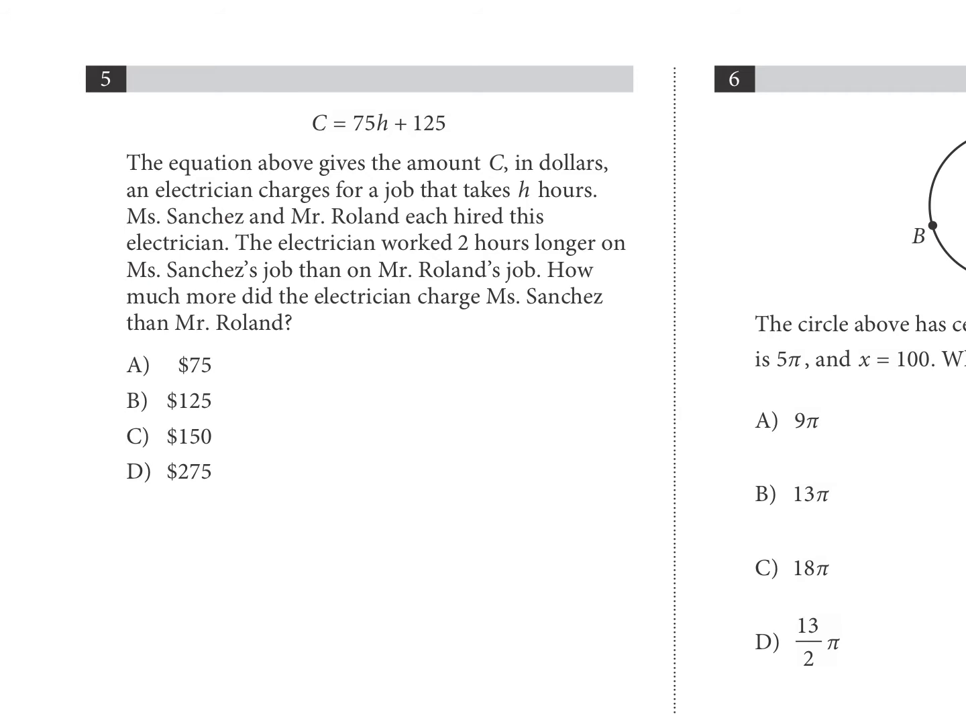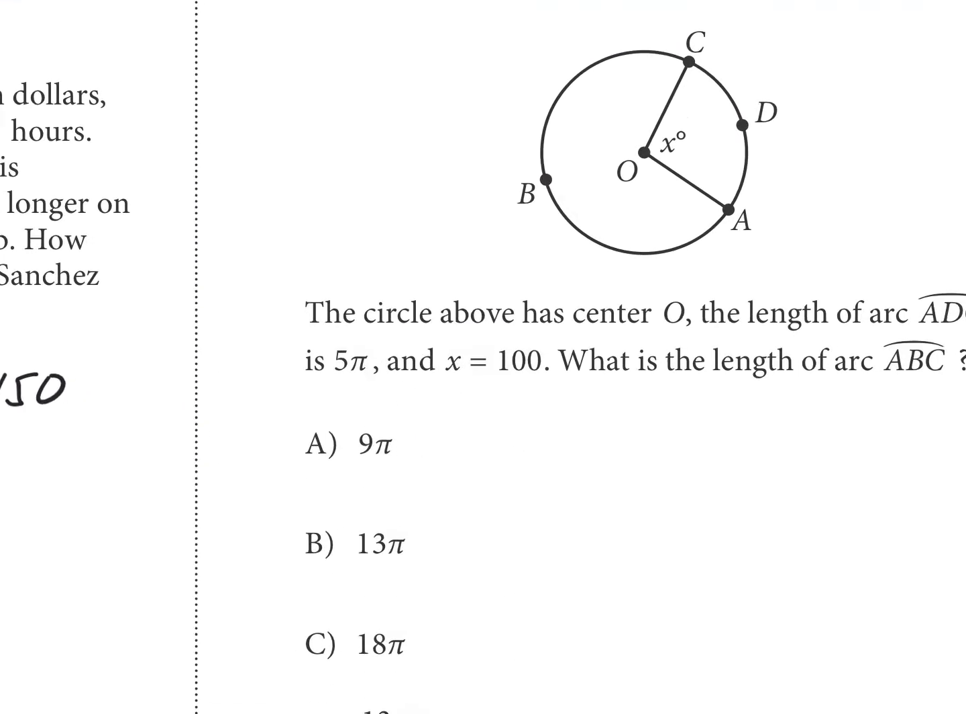So this is just a reading comprehension question, really, because you can see from the equation, the part of the equation that's changing is that $75 each hour, right? So if I'm talking about 2 hours longer on Ms. Sanchez's job, then that electrician is going to charge $150 more for the work that they did on Ms. Sanchez's job.